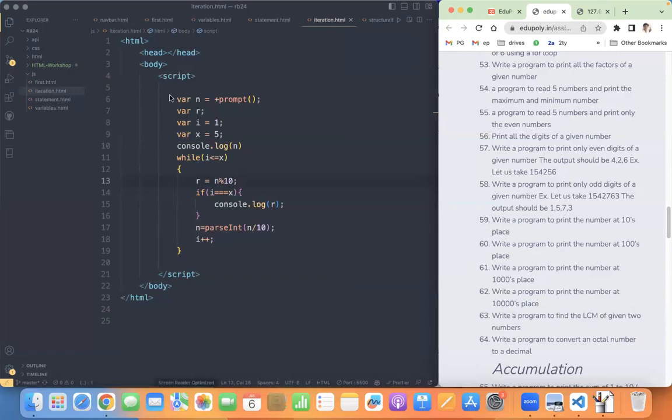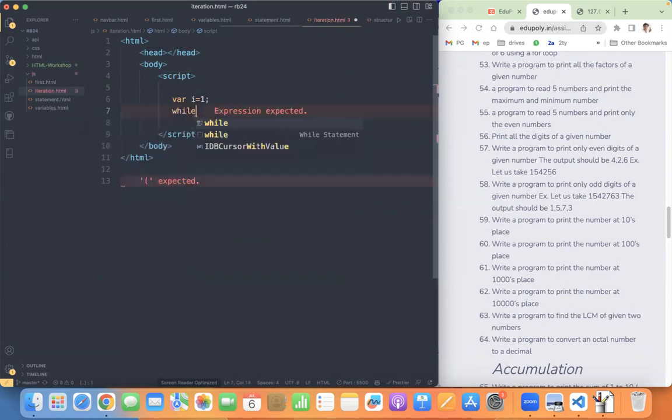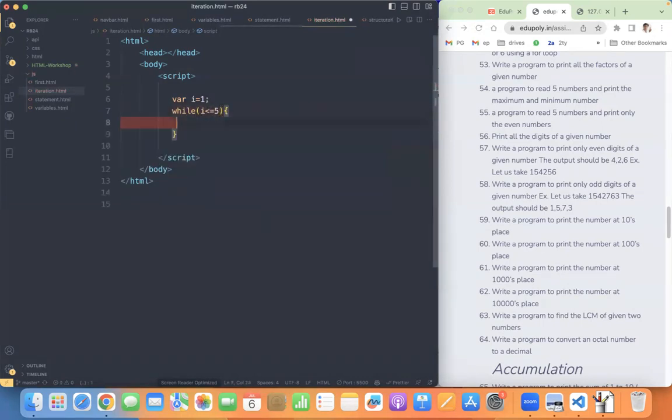How shall I do this? How many numbers do I have to read? I is equal to 1, while I is less than or equal to 5, I plus plus. One thing I know is that this while loop will repeat 5 times. Is that fixed?